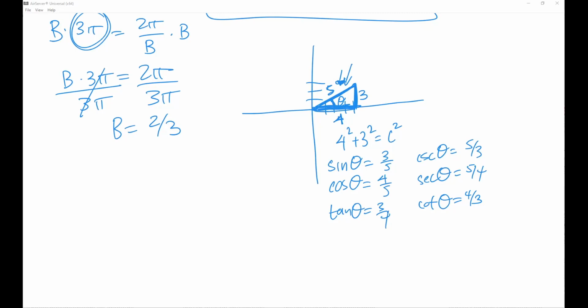All right, so if I'm looking for this question right here, what is the inverse cosine of negative radical 2 over 2? You're looking at where cosine, the x value, is negative. It would be in quadrants 2 and 3. It would be 3 pi over 4 and 5 pi over 4.